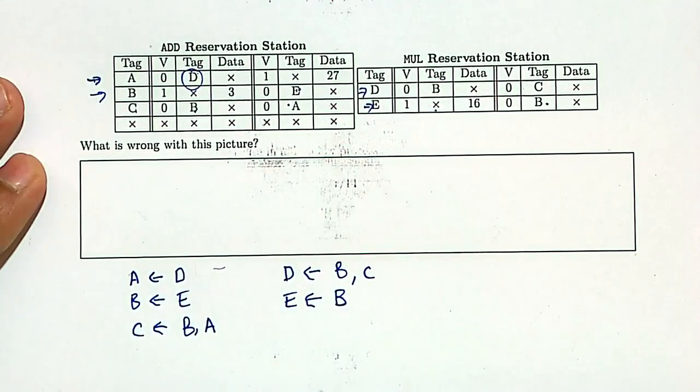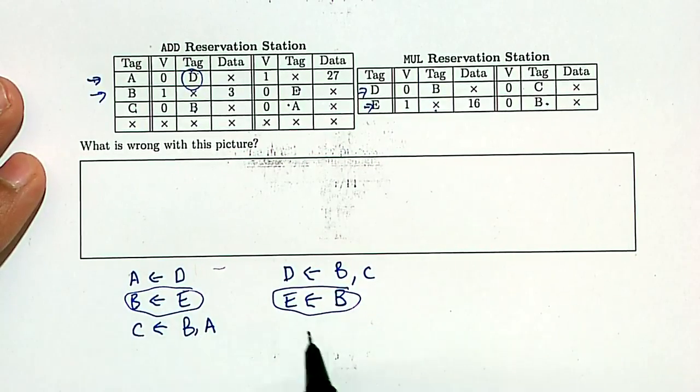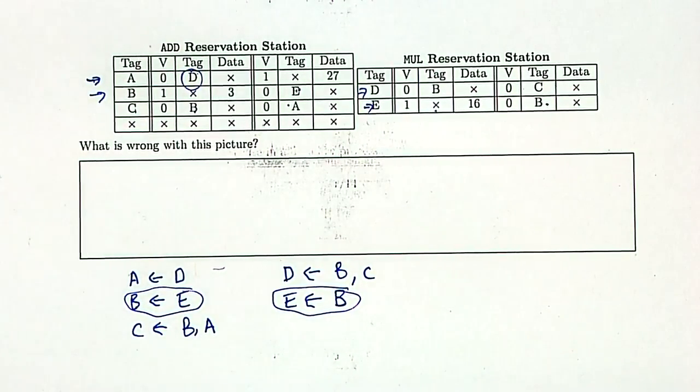So for one, if you look at these two particular instructions, then we have B depends on E and E depends on B. So that's a cyclic dependency, and neither of these instructions will ever be able to execute because they're both waiting on each other. And so this processor will just be stuck in deadlock, right? And it won't ever execute anything.